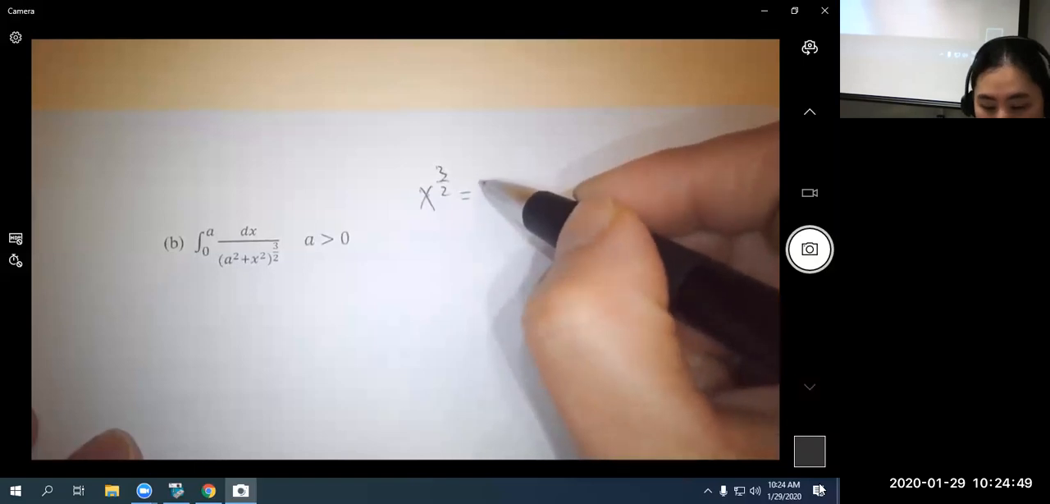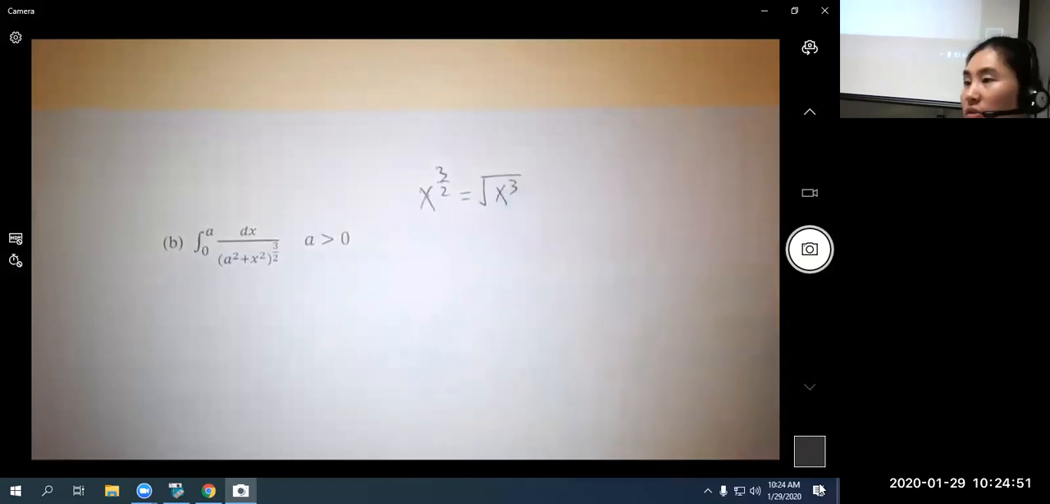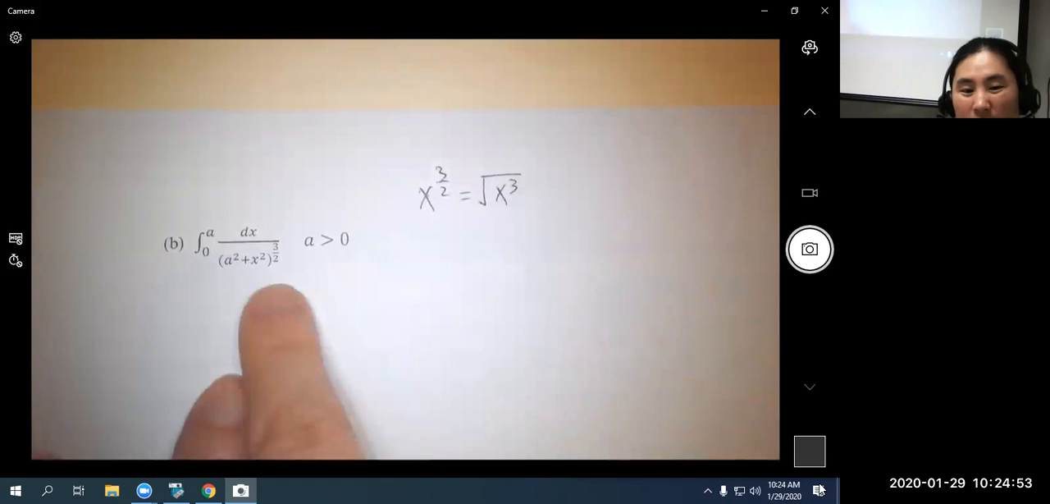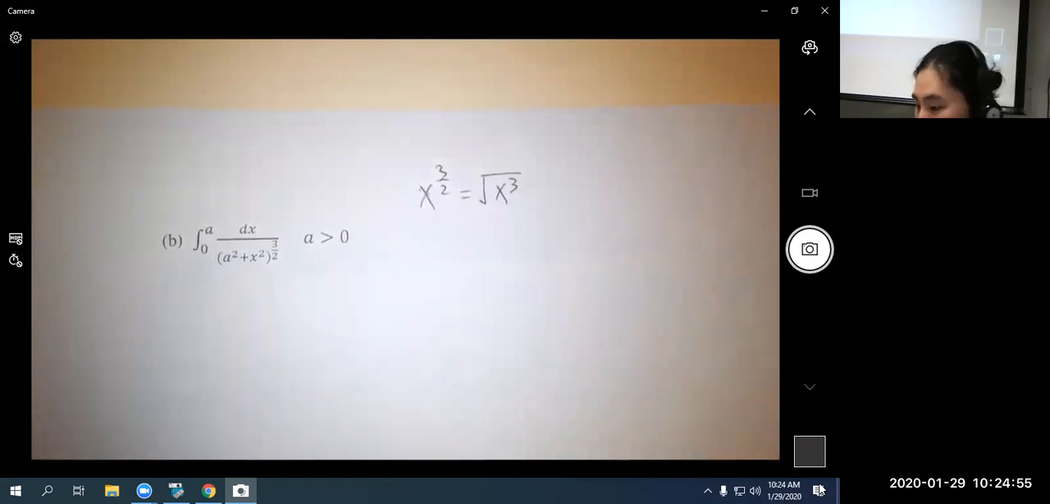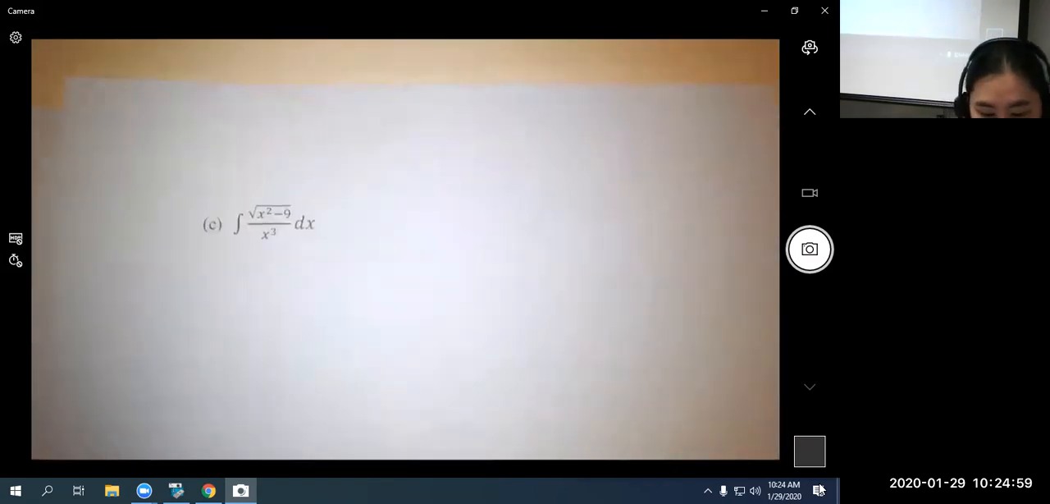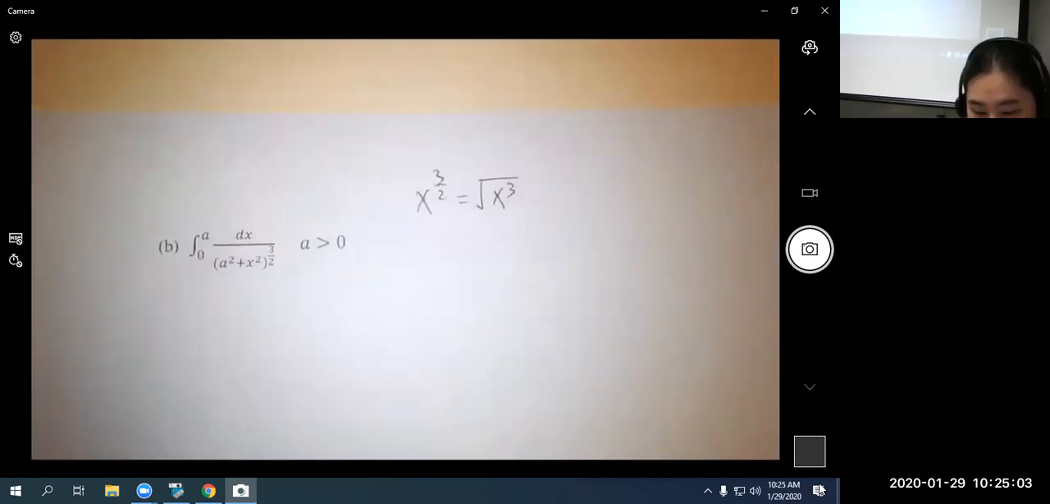What is that? Square root of x to the cube. So still a radical, okay? This is a radical integral. There's a third question. We're going to look at 3 questions, 3 cases. See this one? Radicals, okay? So for this type of integral, how can we use trig substitution to do it?